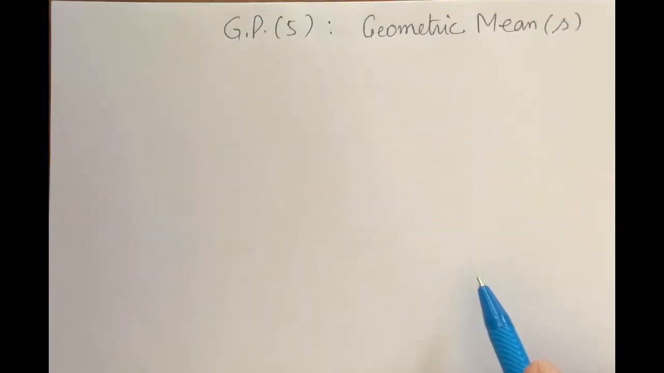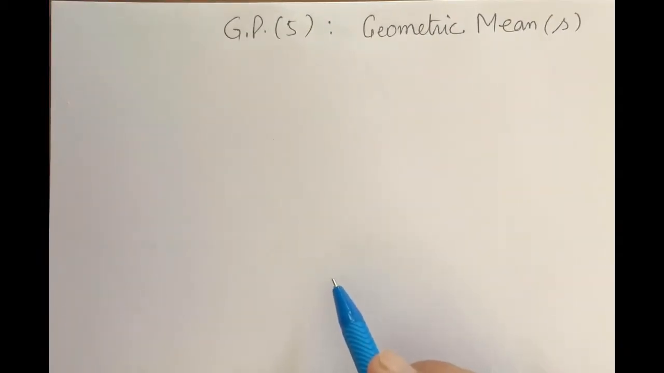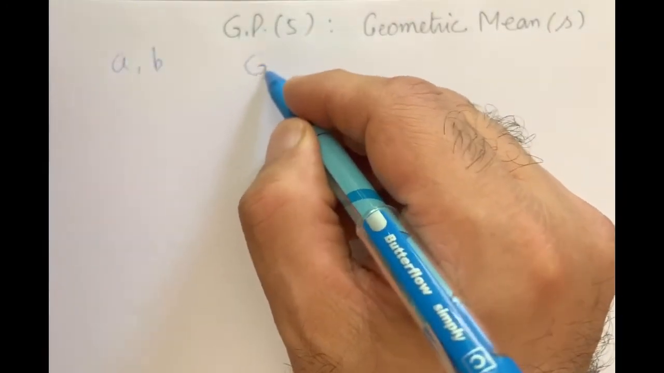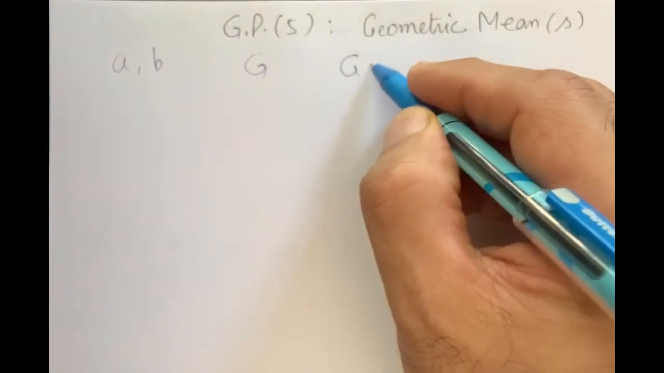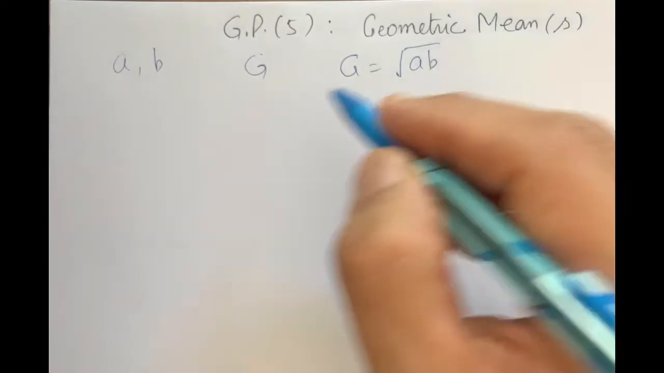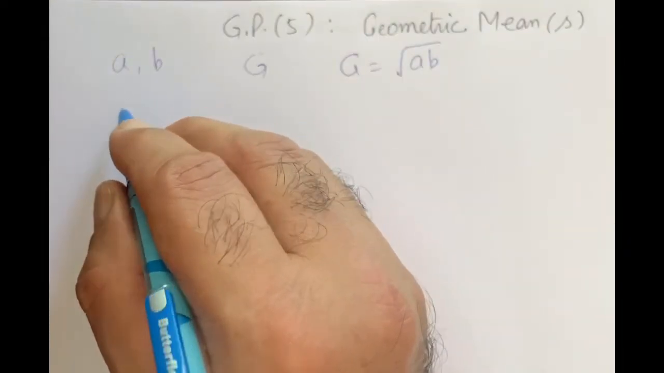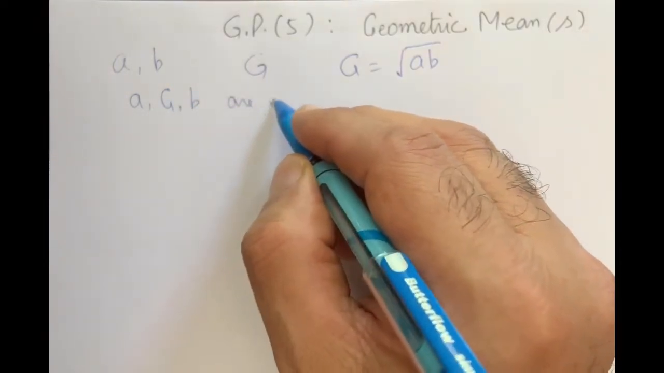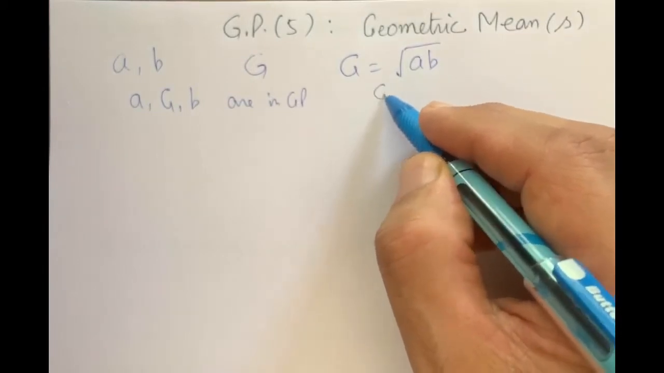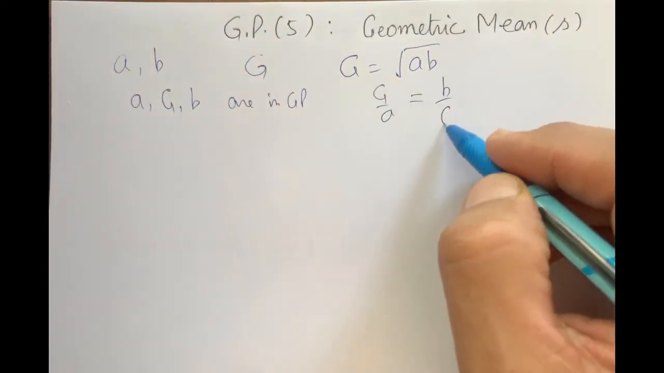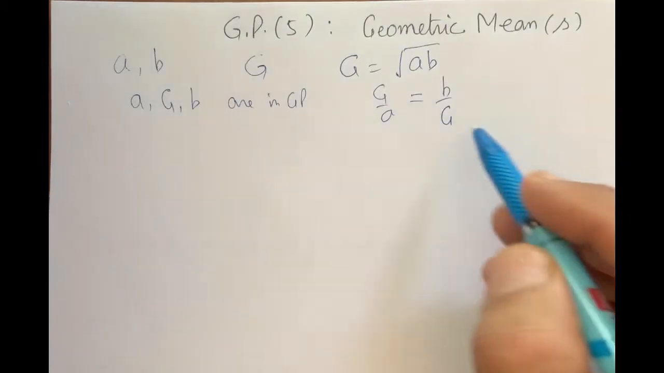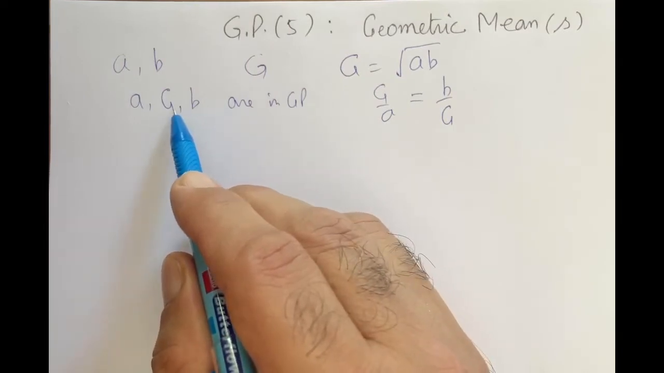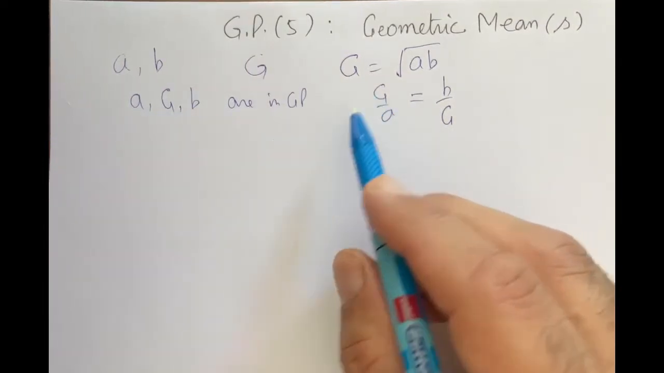In the last lecture on GP, we were discussing geometric mean or means. Let's say if we have numbers a and b and g is their geometric mean, then g is root of ab. This is a single geometric mean between a and b. We can see a, g and b are in GP. Let's verify. g upon a is equal to b upon g, that is g square is equal to ab. So if a and b are two numbers and g is their geometric mean, then the three numbers are in GP.